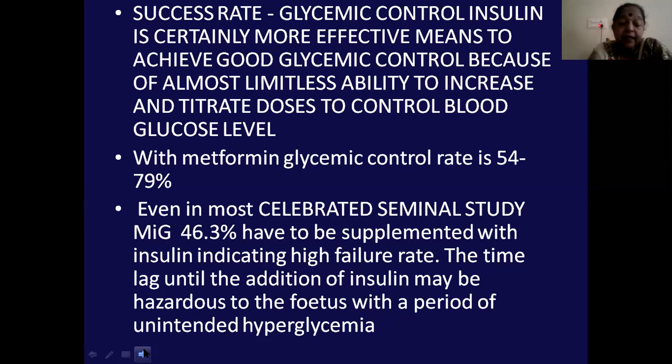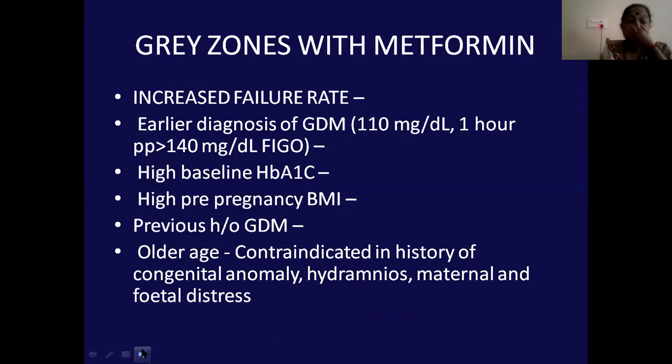So there is a time lag, and you have to of course see the patient and then decide. Neonatal hypoglycemias are very common with metformin. These are the gray zones with metformin. There is an increased failure rate, and these are the various conditions where insulin is preferred, like if there is a previous history of GDM, an earlier diagnosis of GDM, then a high baseline HbA1c.